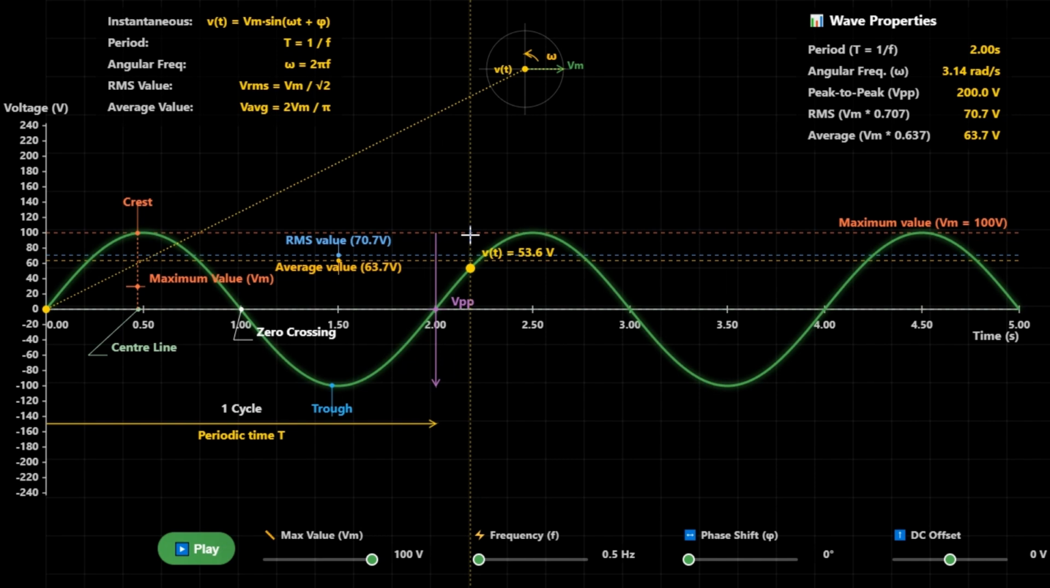Now as we know, human hearing frequency ranges from 20 Hz to 20 kHz, and AC power generally used in India is 50 Hz.